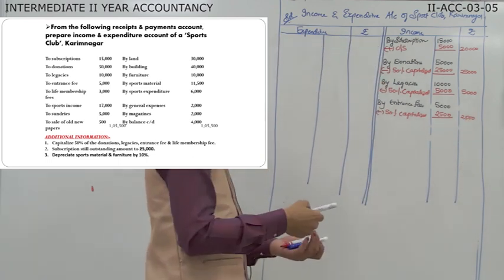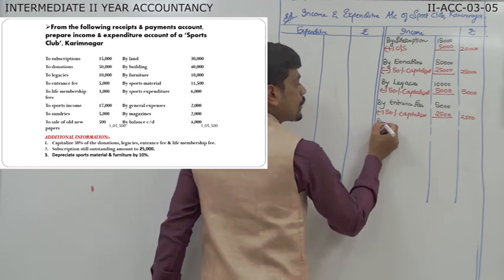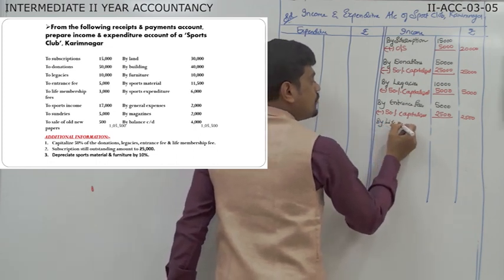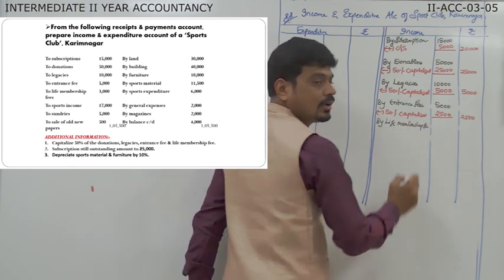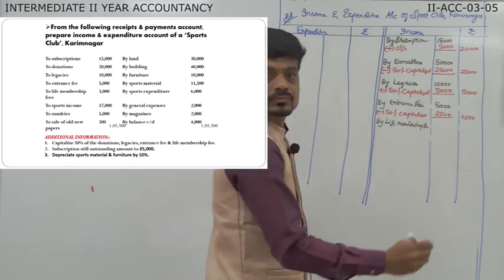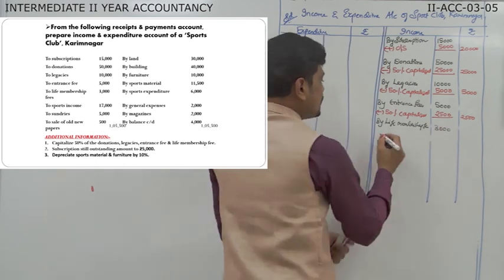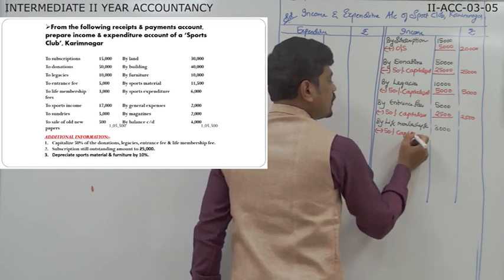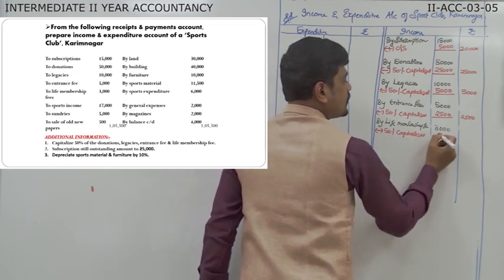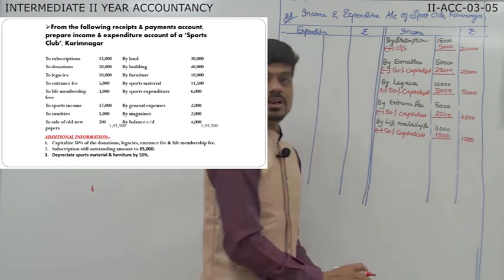2,500. After entrance fee, they gave us life membership fee. So by life membership fees, amount is 3,000. If I capitalize 50%, minus 50% capitalized 1,500. Answer is again 1,500.